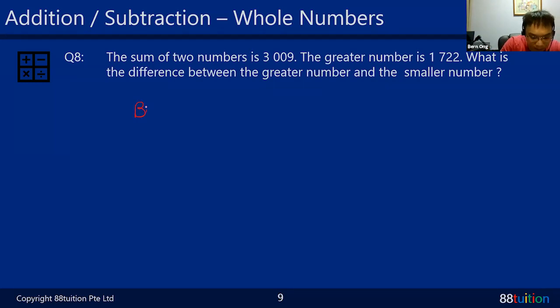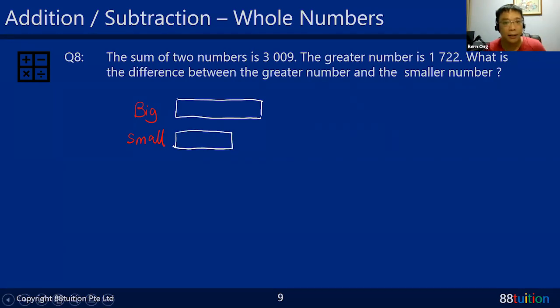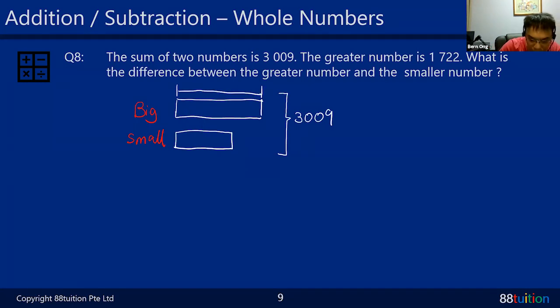So we have the big number versus the small number. For me, again, I like to do it slow. The bigger number, I draw a longer unit. The smaller number, I draw a shorter unit. Yes, Victoria, the answer is 435, good. So the sum, what's the meaning of sum? Sum means everything added up together, this whole thing here. The one big and one small is 3009. The question says the greater number is 1722, so down here I put in 1722. Can you see the beauty of the model diagram? So down here, you're looking for the smaller number.